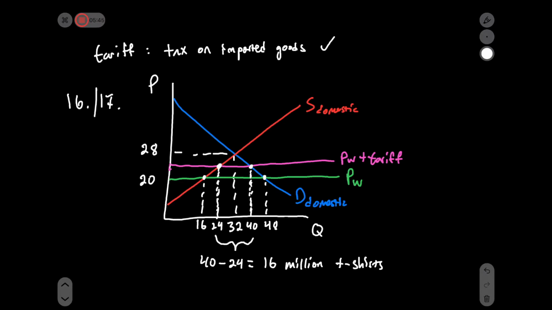Okay. Next question uses the same graph. What is the U.S. government's revenue from the tariff? The revenue from the tariff is going to be this rectangle. That is, it's a $4 tariff. So $4 per t-shirt times 16 million t-shirts that are imported. That's going to give us a total government revenue of $64 million.